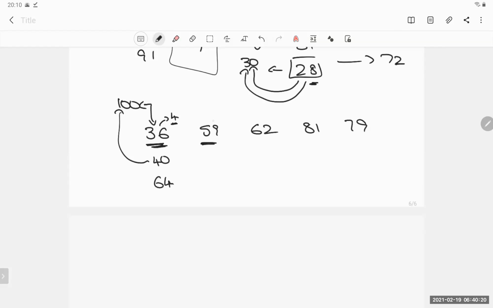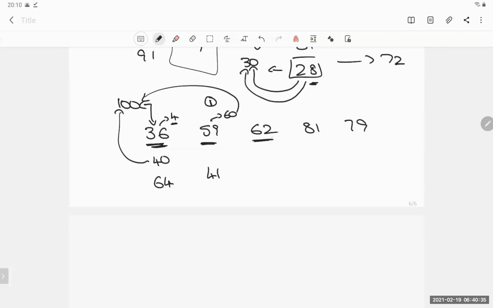When I have 59, the closest 10 is 60. How much did I add? 1. Now, how much more do I need to add to 60 to make it 100? 40. So this is 41. Are you with me, guys? Yes, sir.